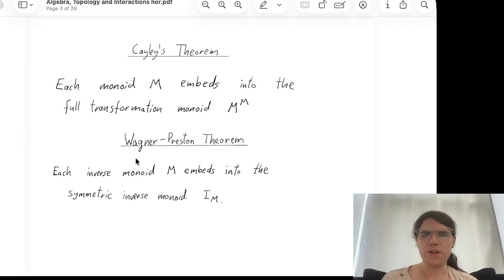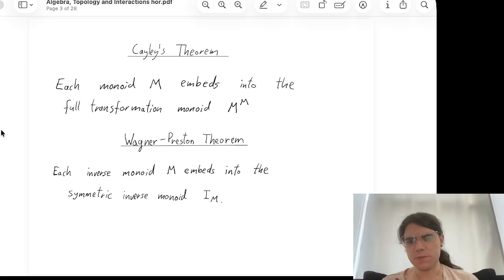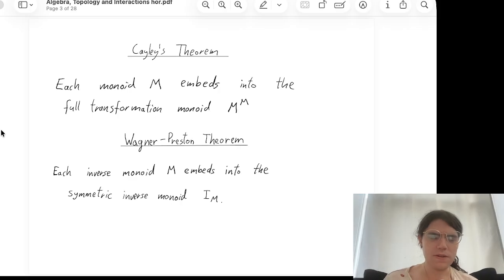The Wagner-Preston theorem is significantly harder to prove than Cayley's theorem, but I think it is a good way of thinking about inverse semigroups if you're not used to them. So you just think of them as one of these types of inverse monoids, and it turns out that this characterizes all inverse monoids.